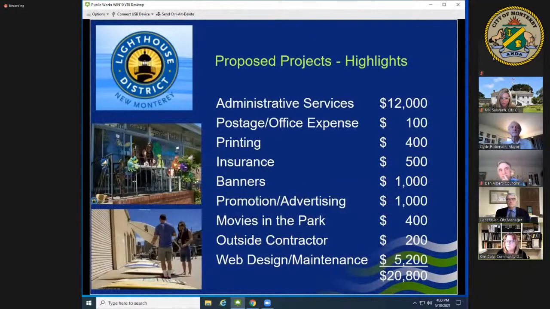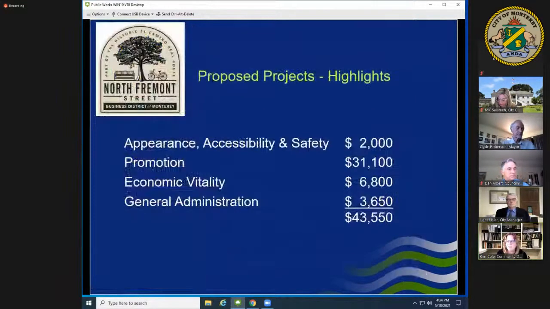The Lighthouse Business District, they do some great promotional activities, and it's really fun that they're going to be starting the movies in the park again and doing some of the promotions and advertising they do for that district. It's a much smaller district in terms of their revenue. It's about $20,000 in proposed expenditures. And then the North Fremont District, they're planning to spend about $43,000 next year on a variety of upgrades to the business improvement district.